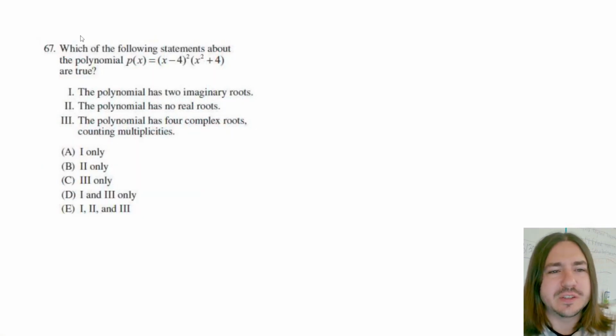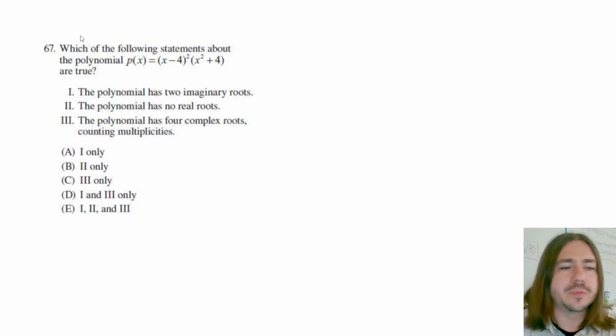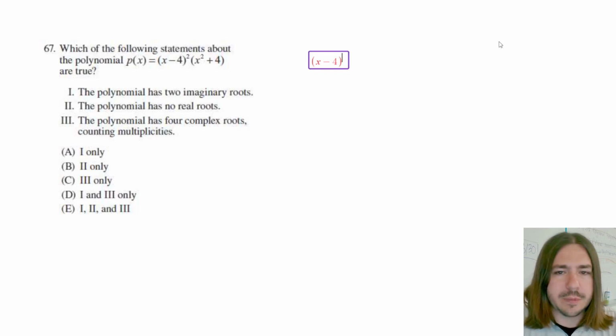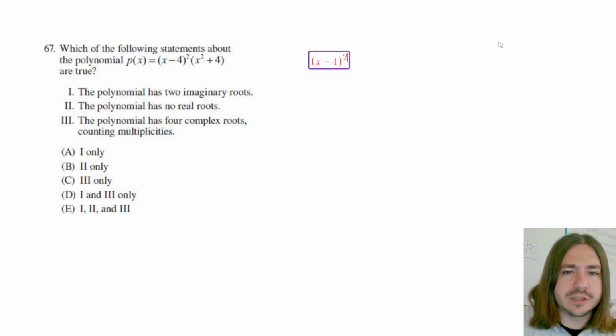Number 67 says, which of the following statements about the polynomial, given as (x - 4)^2 times (x^2 + 4), are true. And then they have three statements about the roots. So let's go ahead and find the roots. The roots of the polynomial are going to be the values of x that make the polynomial equal 0.